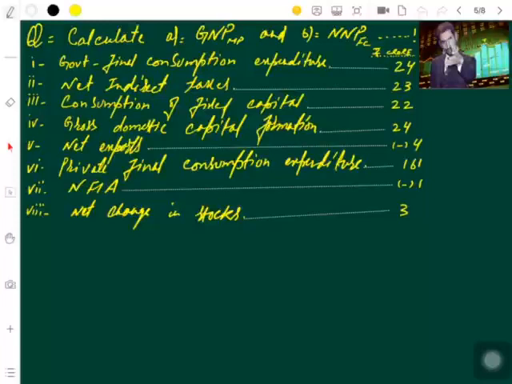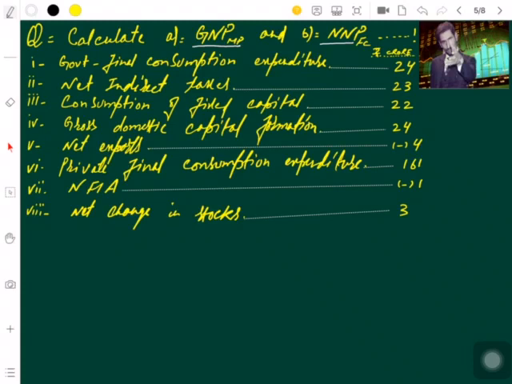So dear students, welcome to the part of numericals. Here the first numerical in expenditure method is: calculate GNP at MP and your NNP at FC. What you have to calculate is your gross national product at market price and your net national product at factor cost.